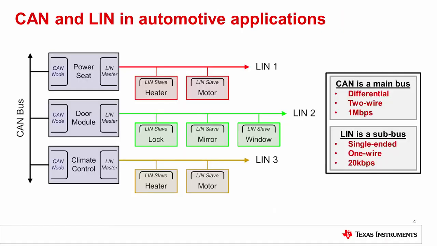CAN is the main bus in the automobile. It allows different modules to talk to each other, such as power seats, door modules, and climate control units. It's a differential two-wire interface operating up to 1 megabit per second. Future CAN FD implementations will allow speeds faster than that. LIN is a sub-bus. It allows modules to talk to sub-modules such as heater, motor, locks, mirrors.